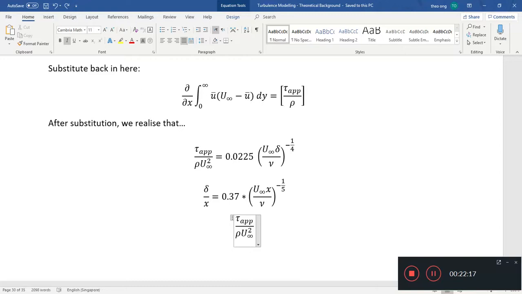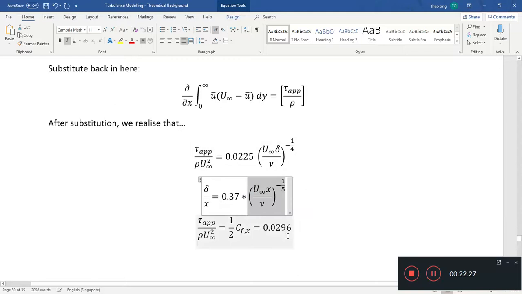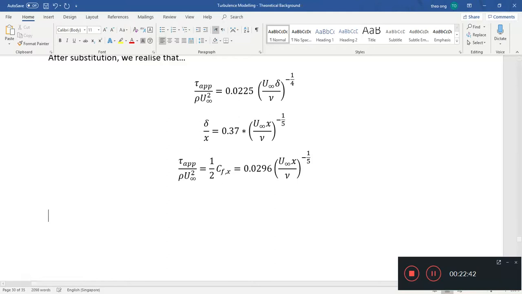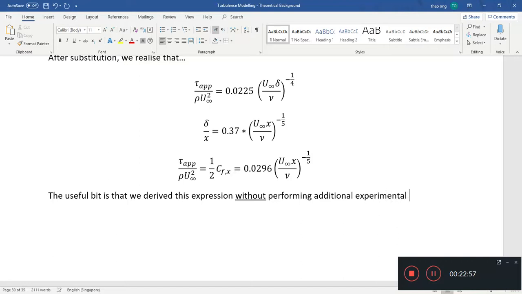Okay, C Fx will be equal to 0.0296 times the Reynolds number to the power of minus 0.2. So this expression was derived without, and the useful bit is that we derived this expression without performing additional experimental work to measure C Fx directly.